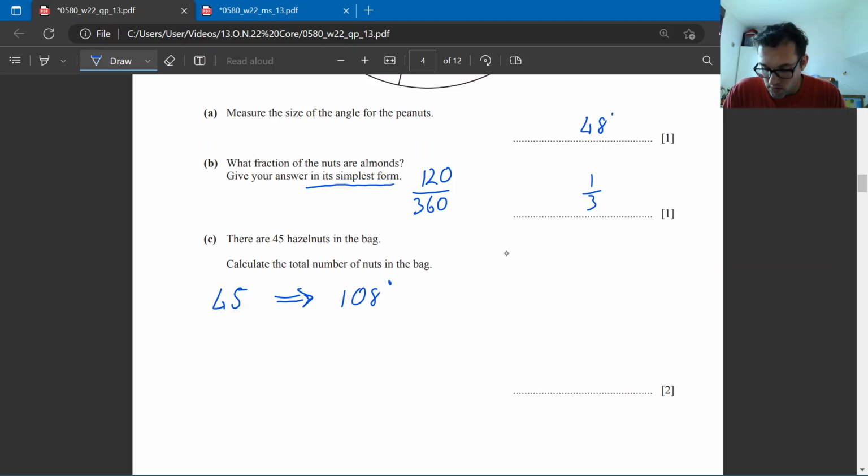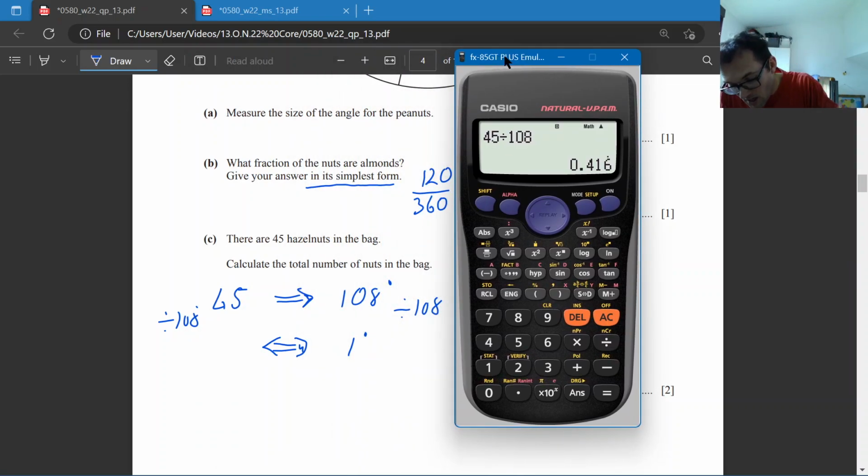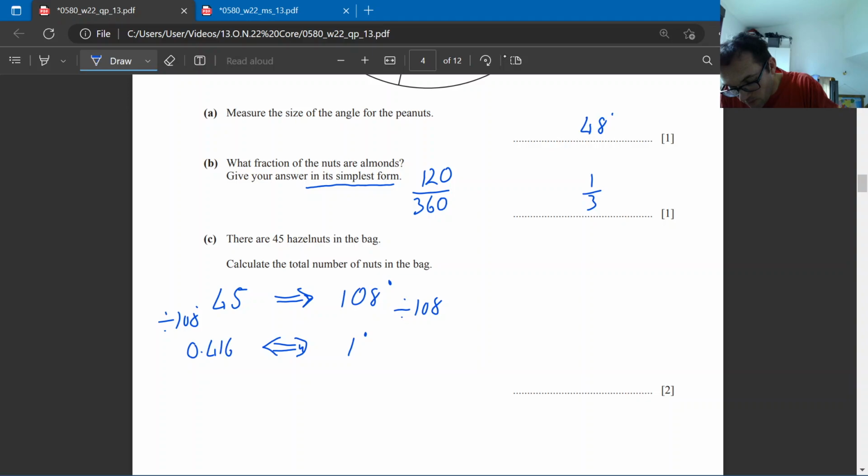What we can work out is how much hazelnuts is 1 degree. Could do that. If we divide this by 108 and we divide that by 108, we will see that each 1 degree in the pie chart represents how many nuts? Let's do that. So 45 divided by 108. Okay, so that's 0.416. So each 1 degree represents 0.416 of a nut.